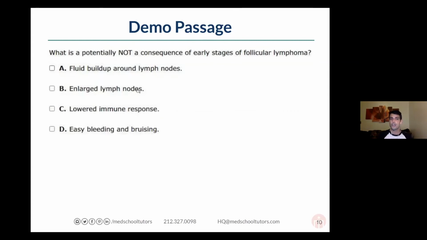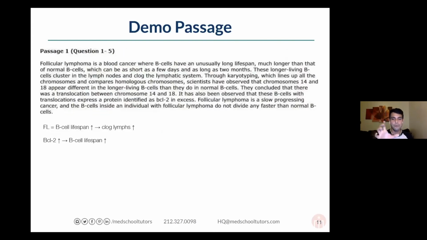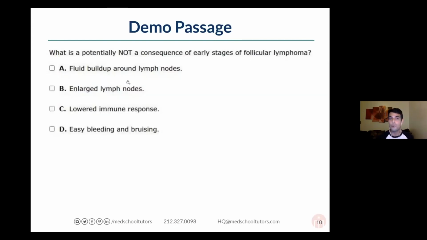Okay, enlarged lymph nodes definitely sounds exactly like what would happen after clogged lymphs, right? So it's so easy when you have this flow chart. Fluid buildup around lymph nodes would definitely happen when you have these clogged lymphs. So that's out too. Lowered immune response versus easy bleeding and bruising. So here it might be a toss-up, right? It might not be as obvious that when you have clogged lymphs, it would affect your immune response.